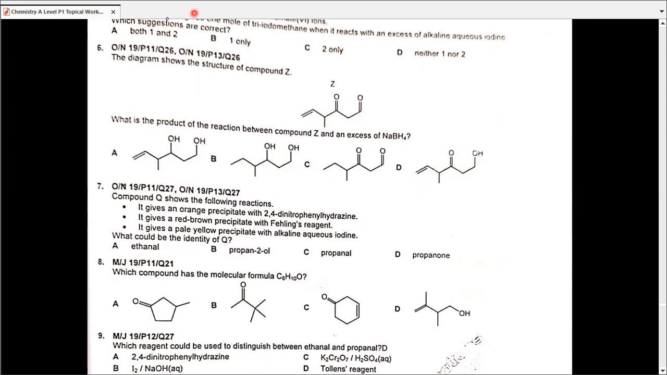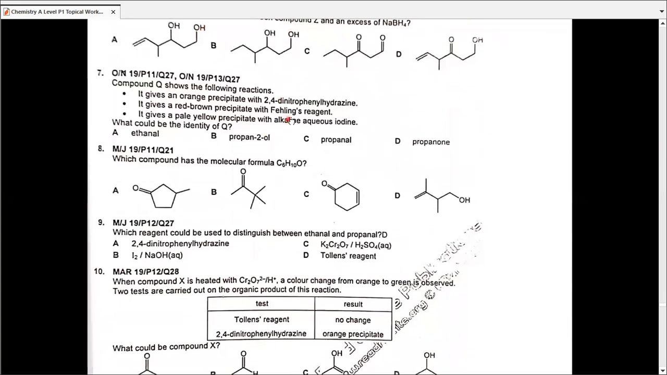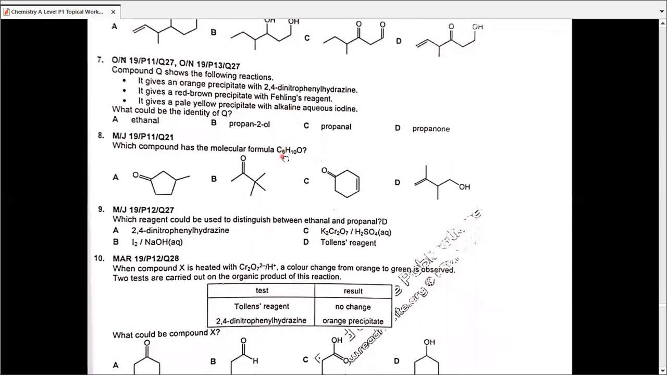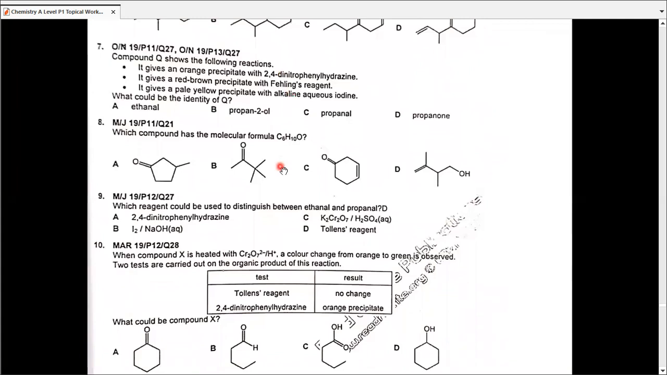Alpha. That is correct. Good. I'm going to scroll it down. 7. I mean, step away for a minute. Take your time to do 7, 8, and 9 by then.